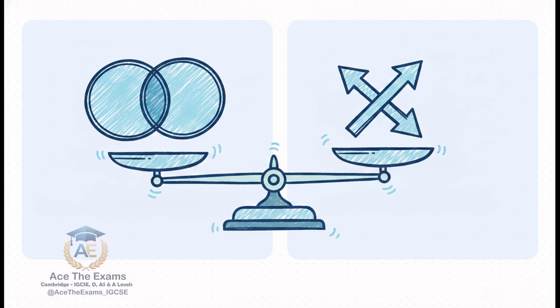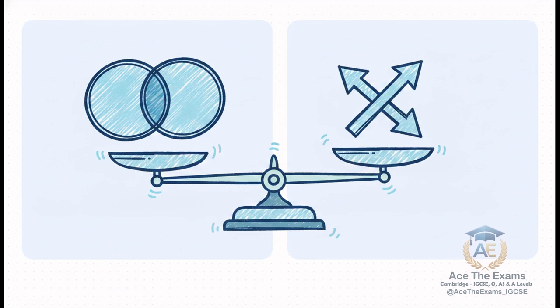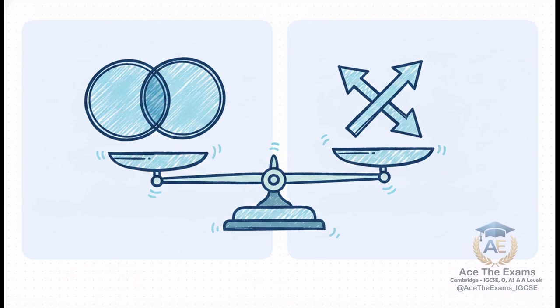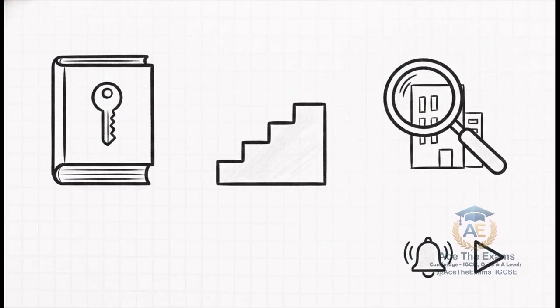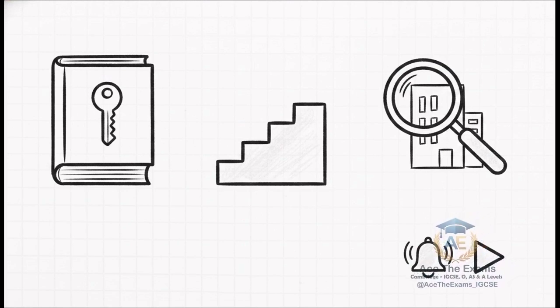Listen to me. If you only write about the differences and completely ignore the similarities, you are literally leaving half of your potential marks behind. It's that simple. We've made it to Section 5, the final blueprint. It is finally time for total exam mastery. Let's bring it all together. So, here is your final blueprint. If you remember nothing else, remember these 3 mark-winning rules.